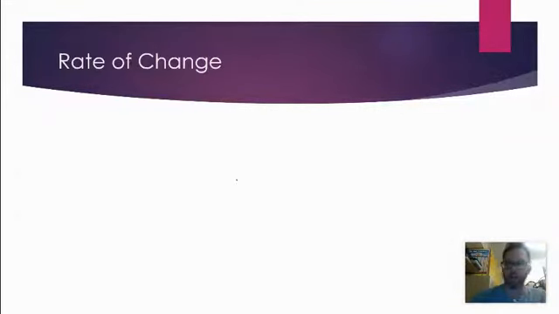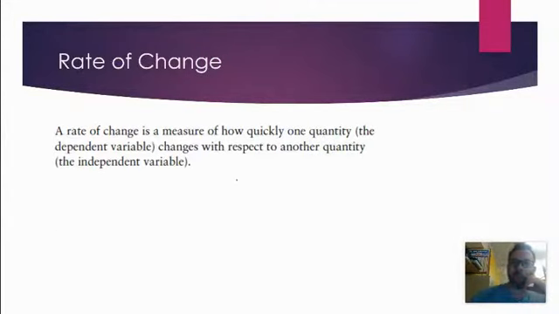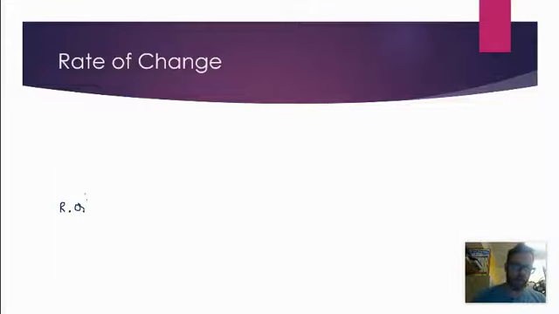Well, let's actually talk about this word I've been throwing around, rate of change. You would have talked about rates of change in your grade 9 math course. A rate of change is a measure of how quickly one quantity, the dependent variable, changes with respect to another quantity, the independent variable. Now I'm just going to do a little bit of scratching over here.